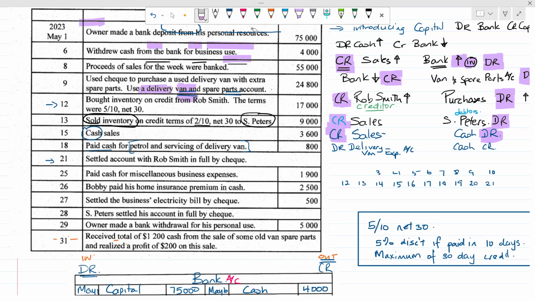Everybody agree with that? Or you could even start counting from the 13th, right? Because they bought it on the 12th. So we get the 5% off. That's the point I'm trying to make. We okay with that part, right? So we had to do some work in it. So we're getting 5% off, so we're not paying 100% of this. We're only paying 95% of 17,000. Make sense?